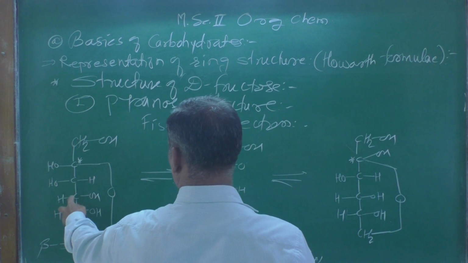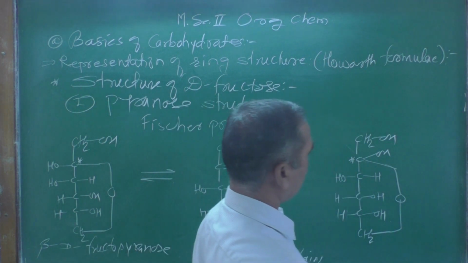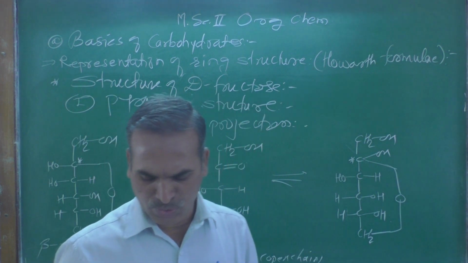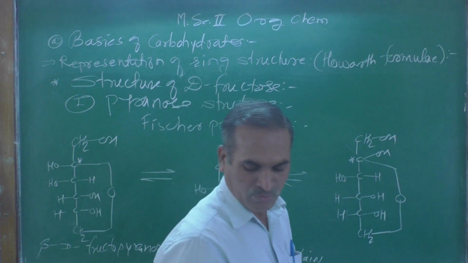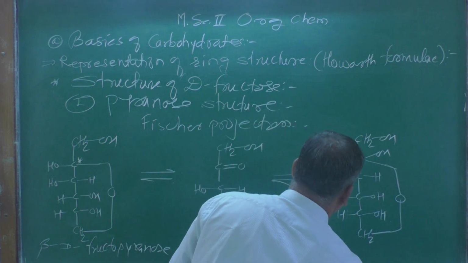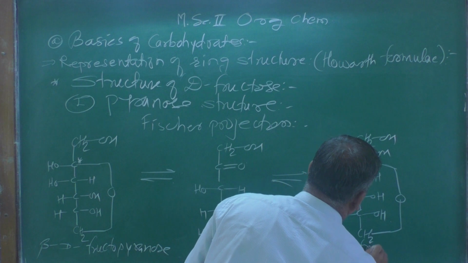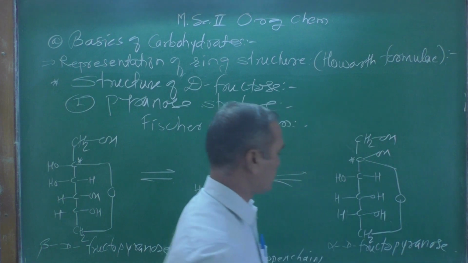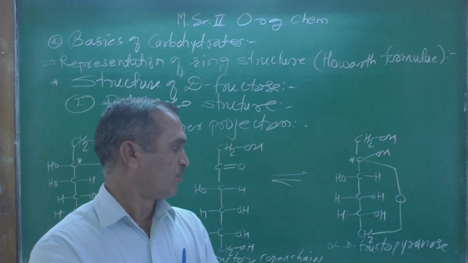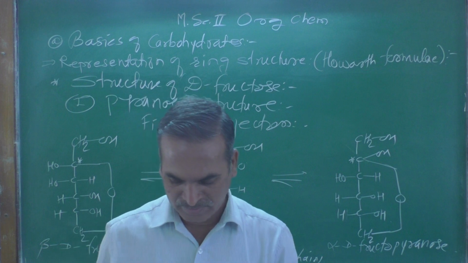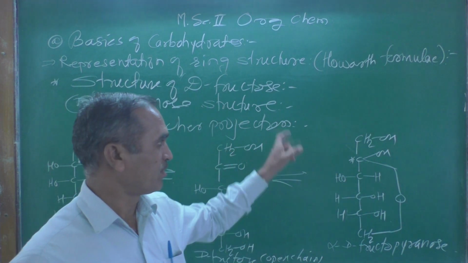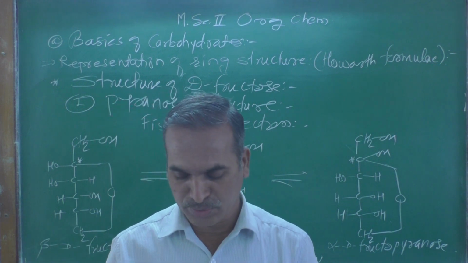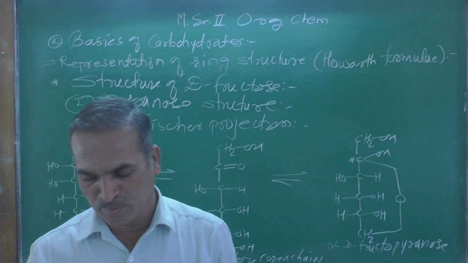So 1, 2, 3, 1, 2, 3, that is 3 carbon atoms present over there. This is known as alpha D fructopyranose. This is the structure of alpha D fructopyranose. So in this way we have got the structure according to the Fischer projection formula.